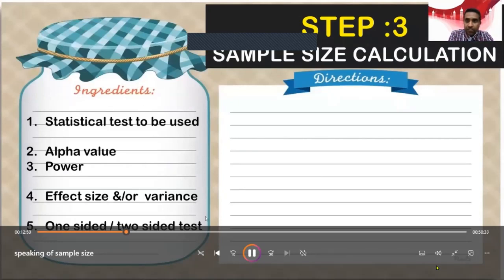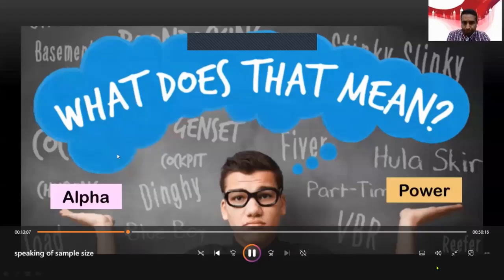These are all the ingredients which you are going to give to the biostatistician for preparing the sample size. The statistical test to be used is a key ingredient, something like flour for the brownie cake. And then the alpha and power values. Whenever you look into a sample size write-up, you will see alpha is set at 0.05 and power is 80%. What does it mean? Why do they mention alpha at 0.05 and power at 80%?